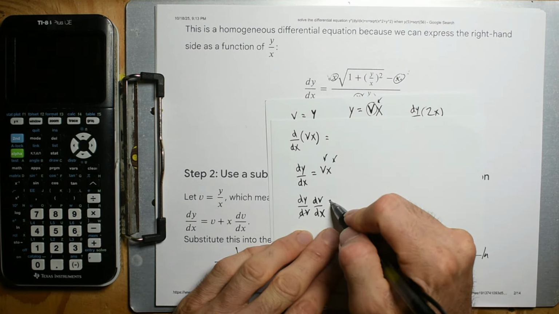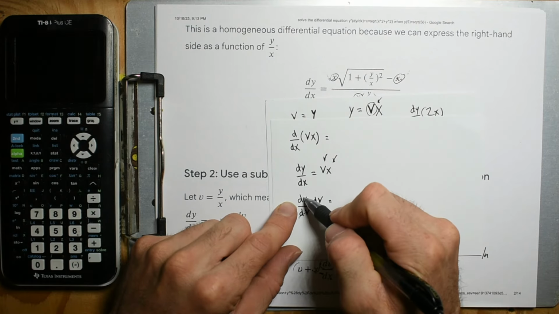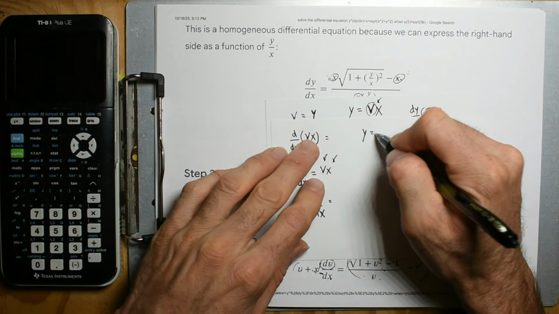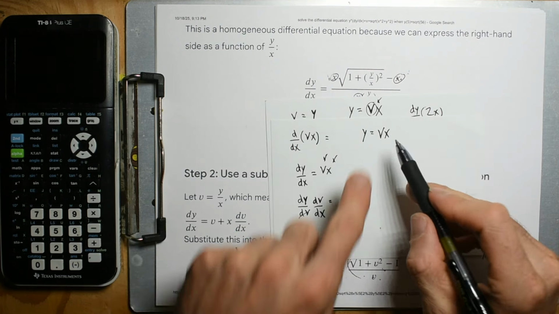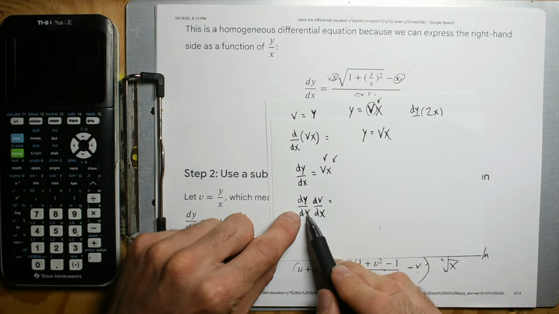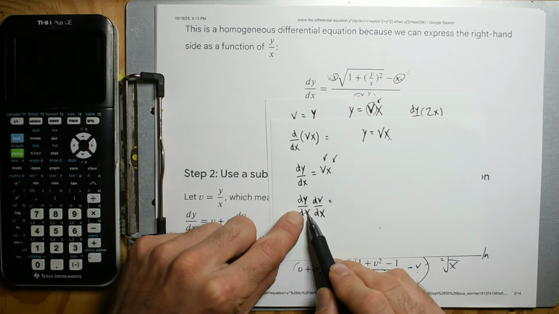you're left with that. So what is this? And our y function is vx. So there you go. Our y function is that. So this first term is the derivative with respect to v.